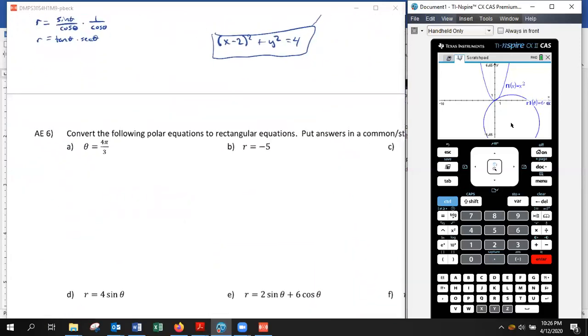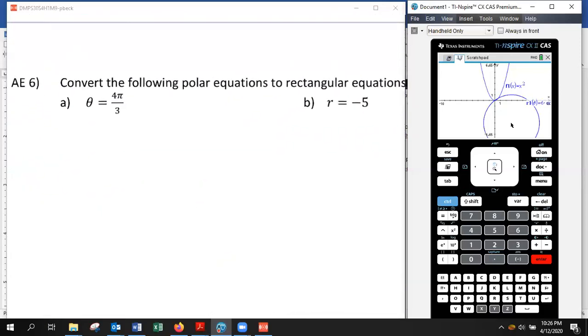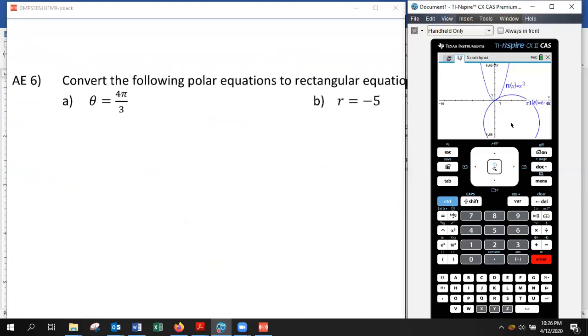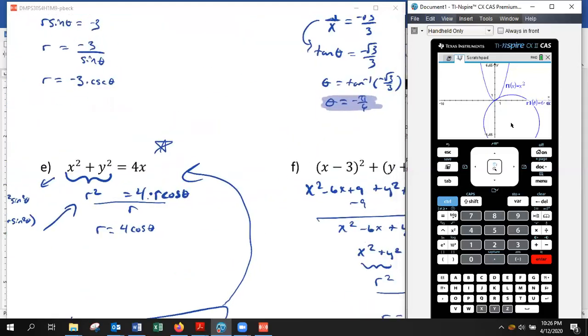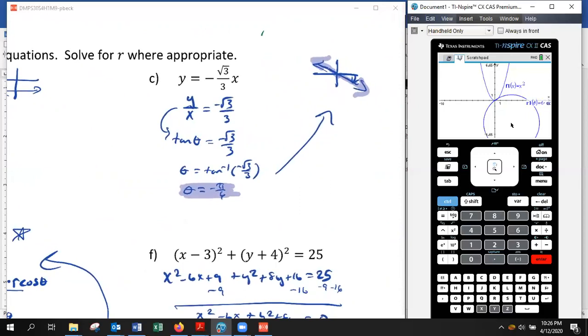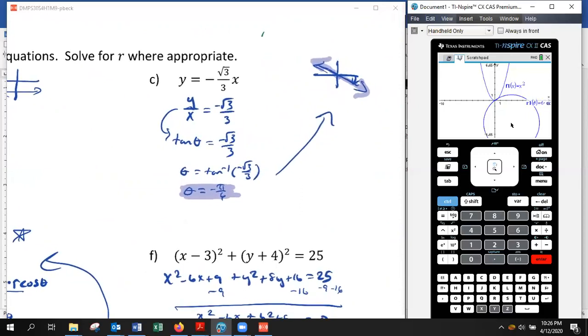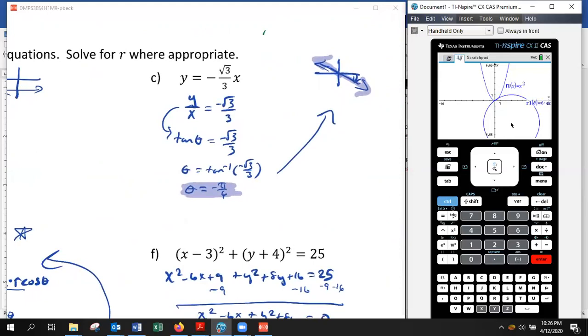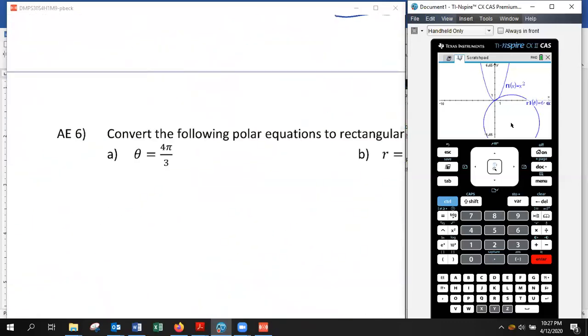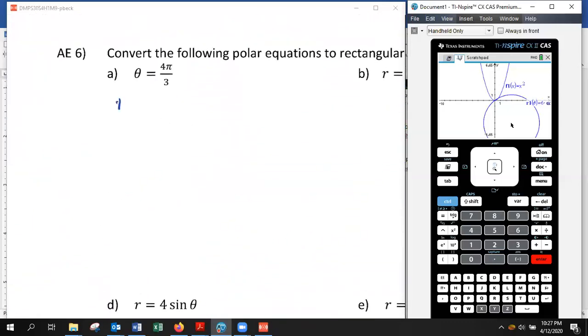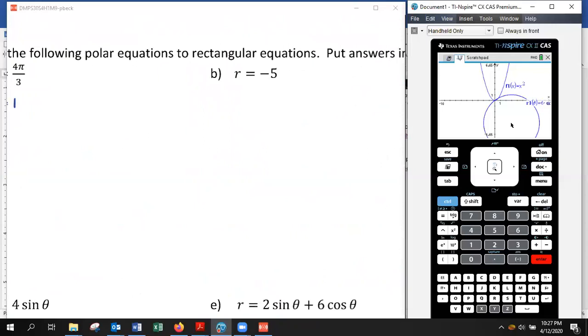So theta equals 4 pi over 3. Well, if theta equals 4 pi over 3, that looks pretty similar to what we did in C up here, where we had an answer that was just a theta. If we take that knowledge and work backwards, how do I go from theta equals backwards? Let's take the tangent of both sides. Let me show that I'm taking the tangent of both sides. Tangent of theta equals the tangent of 4 pi over 3.